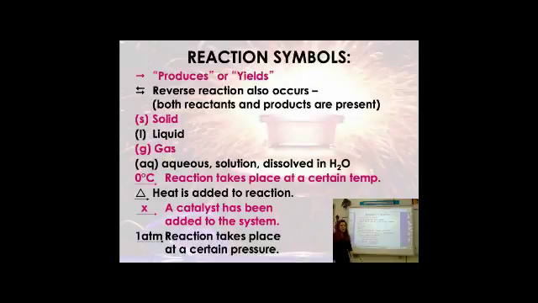Here are your different symbols that we're going to talk about throughout balancing chemical equations. The arrow we know means produces or yields, makes, forms. It goes in between our reactants and our products. If you have this little symbol with the arrow going forward and backwards, that means the reactants can form the products, but the reaction also occurs backwards, and the products can go reverse and actually form into the reactants.